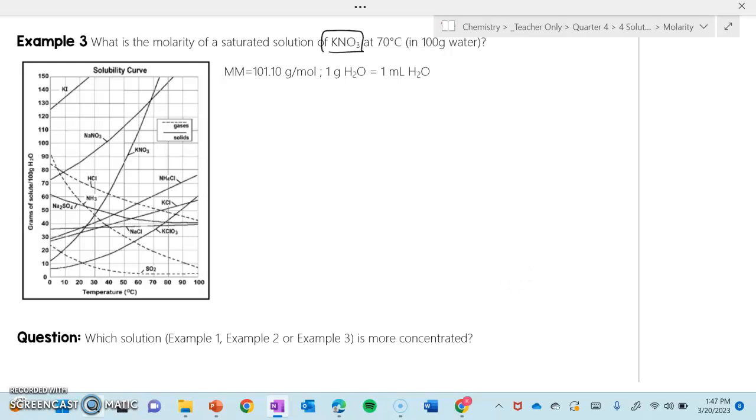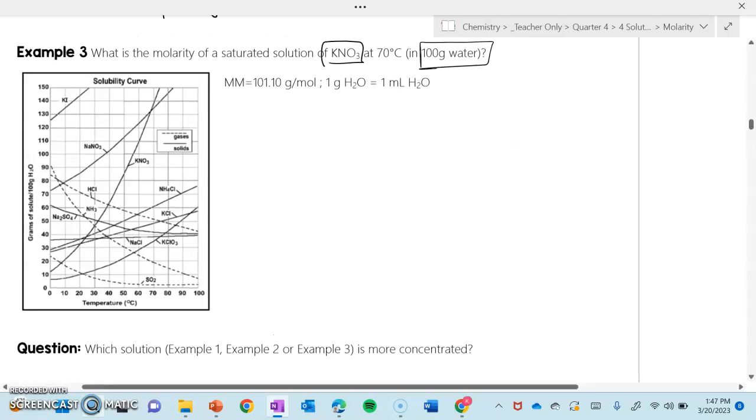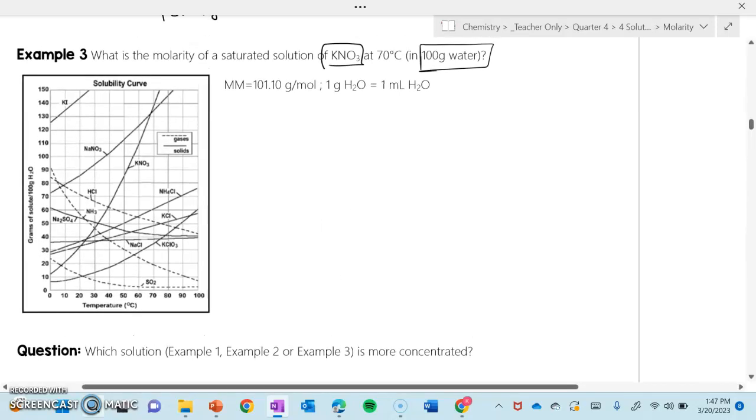Our solute is potassium nitrate. So we're going to need moles of that. And then our solvent is water. We're going to need liters of that. Currently it's in grams. So let's start with the solute.